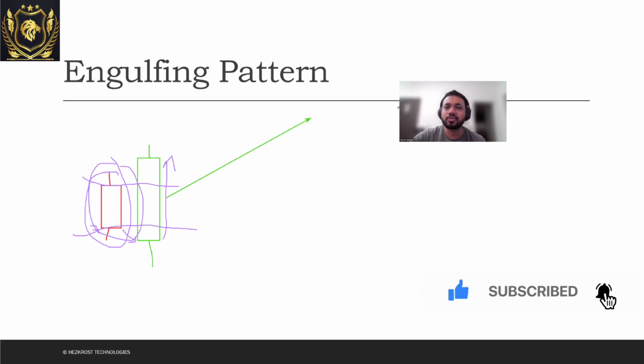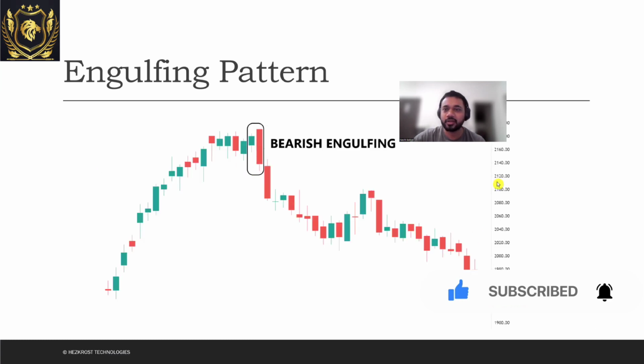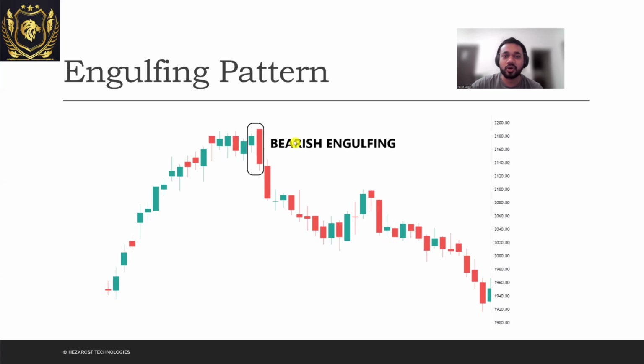Okay, now let's look at an example. So let me move to the next slide. Okay, now this is what a bearish engulfing pattern looks like. So here, what you will see is that there was a bullish candle which was formed, and the market as well was a bullish market.